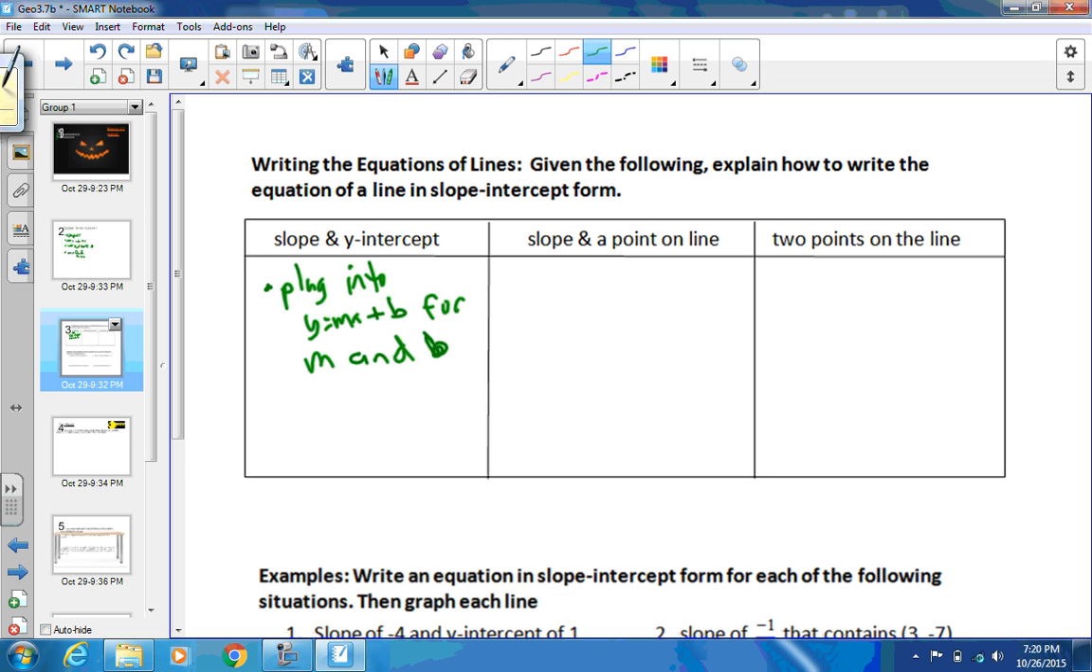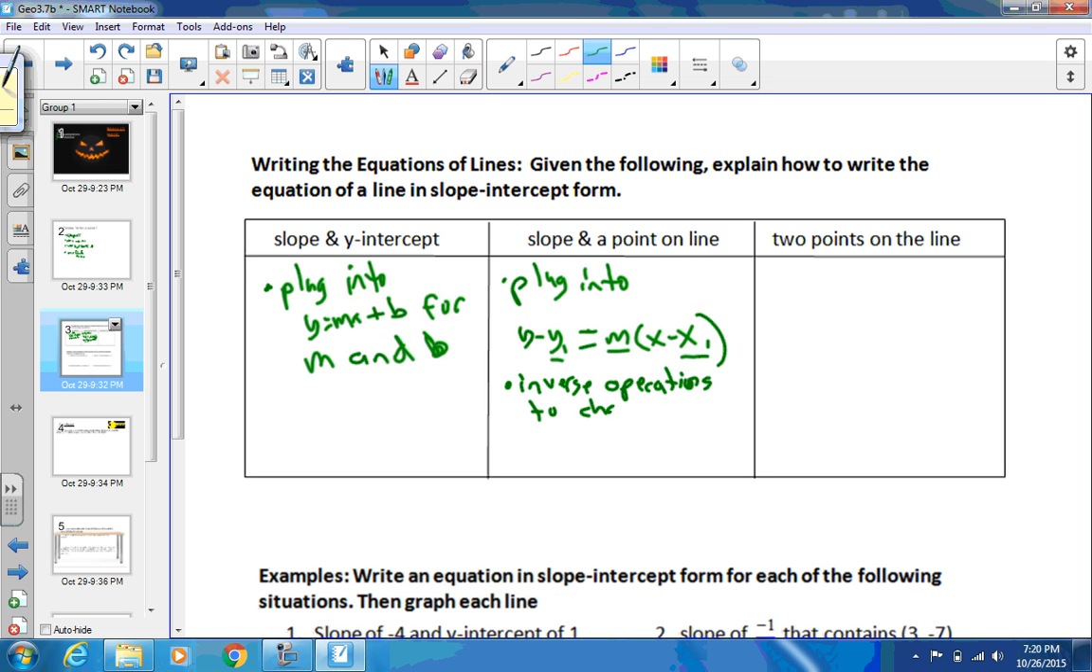Now, if you're given the slope and a point on a line, I would use point-slope form. So plug into point-slope form, which would be y minus y1 equals m times x minus x1. Sorry. All right. And we're going to plug in for the x1 and the y1, and then the m. So that's the slope, and then the point would be the x1 and the y1. And then use inverse operations to change it to slope-intercept form. So we're going to use inverse operations then just to get it into slope-intercept form. You might need to use the distributive property too.